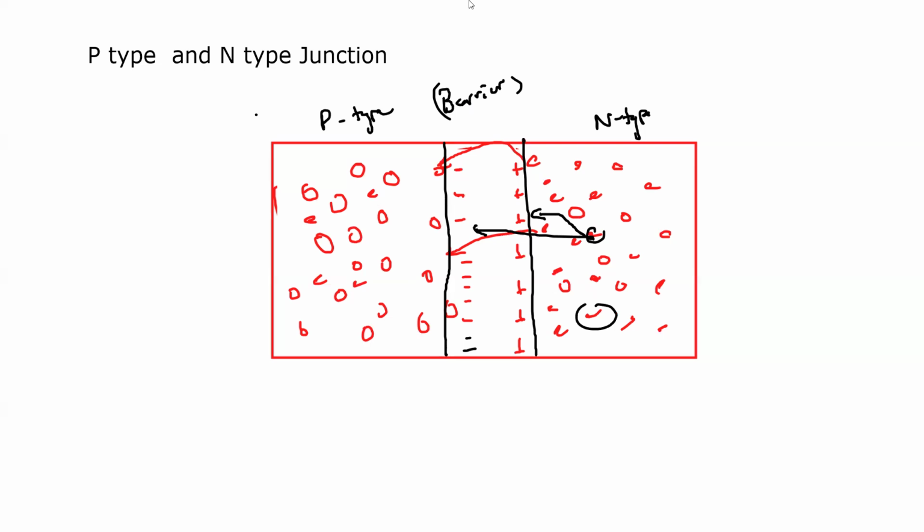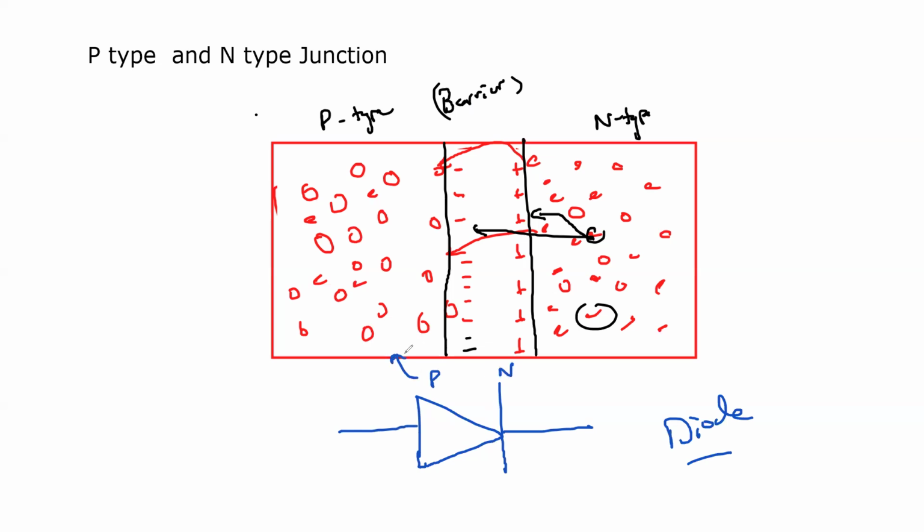And when this electron will stop, the p type is represented by a triangle and n type is represented by a line. So what we call that as a diode. So actually a diode is a combination of p and n. When p type semiconductor is combined with n-type semiconductor, there is always a barrier between them, a barrier of positive and negative charges. And we call this a diode. So the combination of a p and n-type is known as a diode.